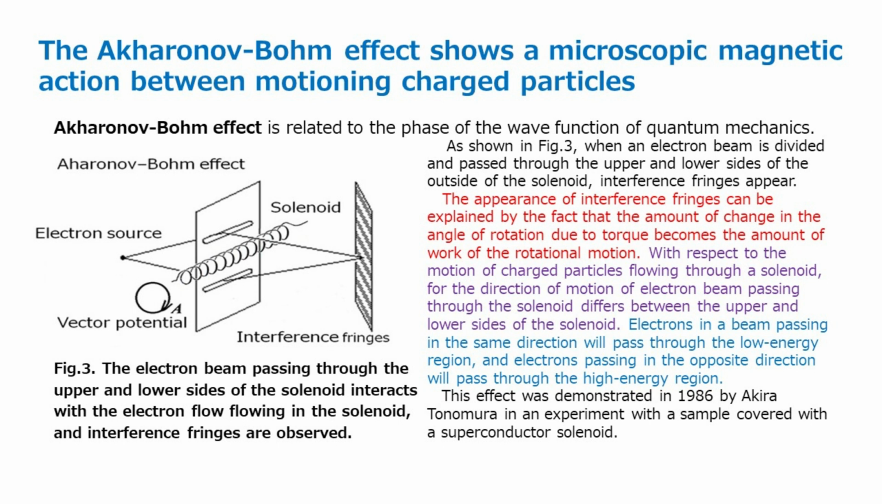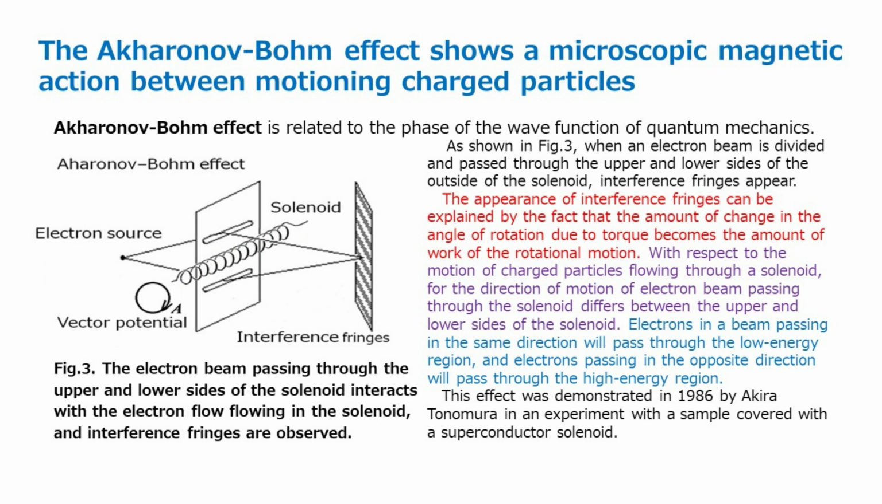The Aharonov-Bohm effect shows a microscopic magnetic reaction between moving charged particles. The Aharonov-Bohm effect is related to the phase of the wave function in quantum mechanics. As shown in Fig. 3, when an electron beam is divided and passed through the upper and lower sides of the outside of the solenoid, interference fringes appear. The appearance of interference fringes can be explained by the fact that the amount of change in the angle of rotation due to torque becomes the amount of work of the rotational motion.